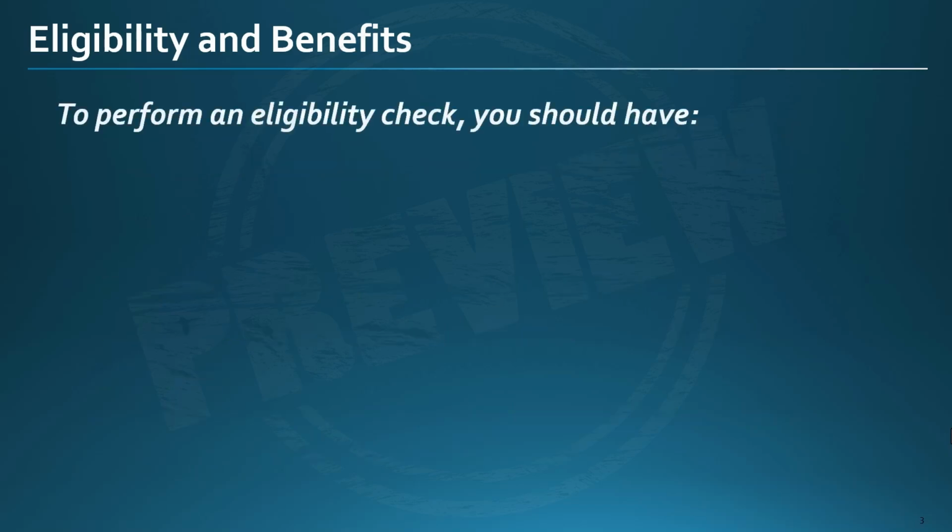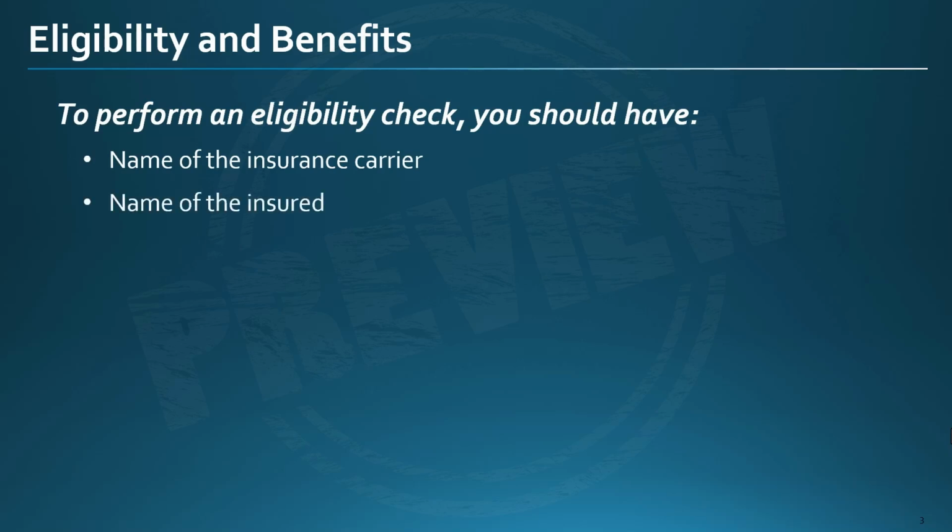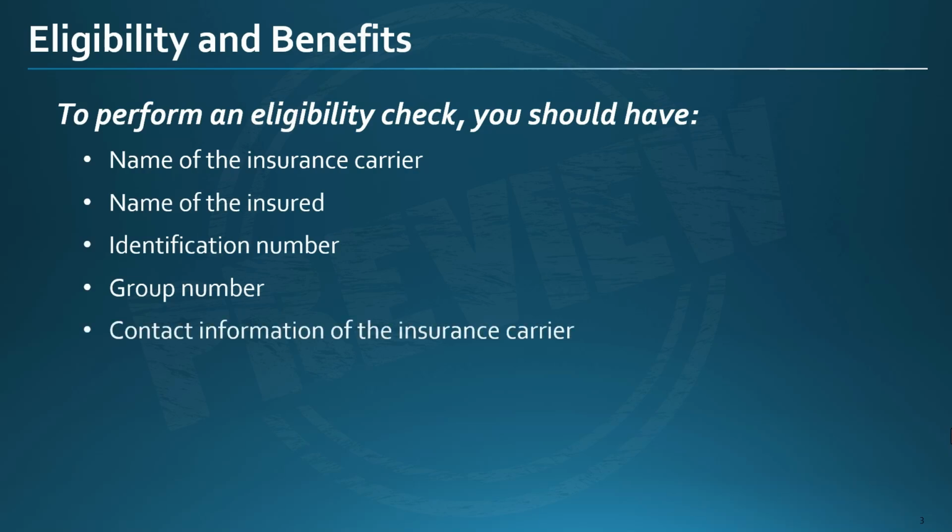practices. To perform an eligibility check, you need information from the patient's insurance card. This includes the name of the insurance carrier, the name of the insured individual, their identification number, the group number, and contact information for the insurance company.